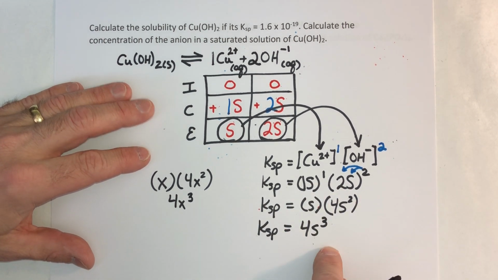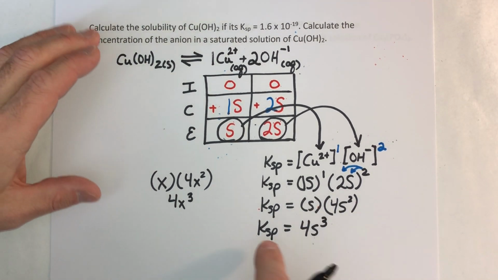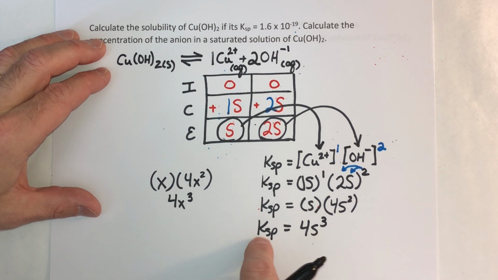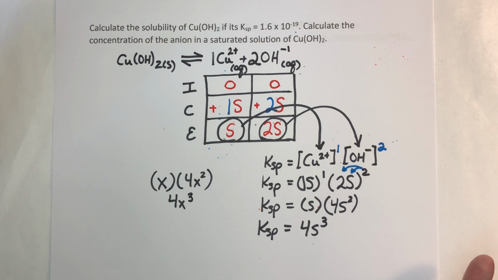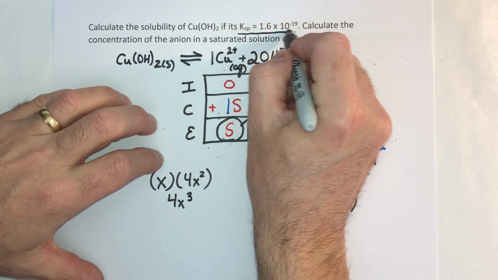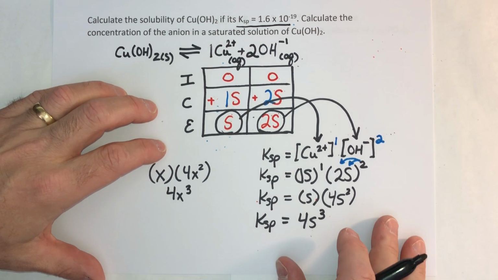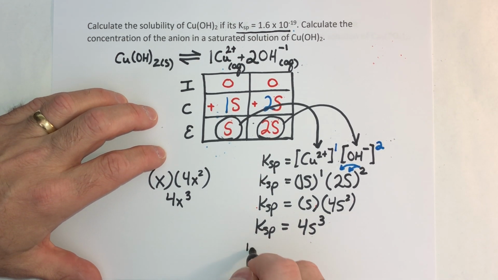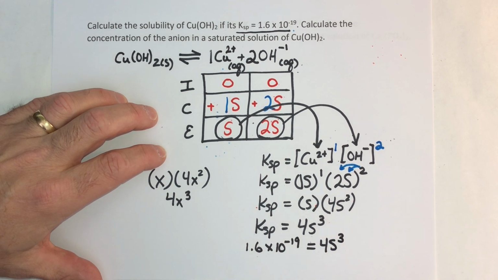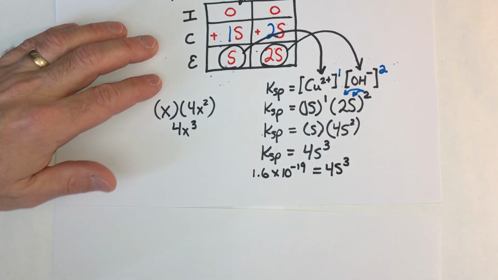In this problem, I'm either going to give you the K and ask for the S, or I could give you the S and ask for the K, right? That's the only two possibilities. In this particular problem, I have given you the value of K. So I've told you that the K is 1.6 times 10 to the minus 19, which equals 4s cubed. Okay, now we can move it up.